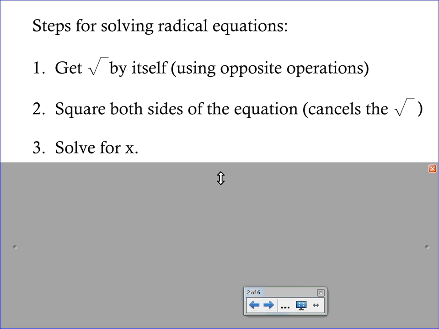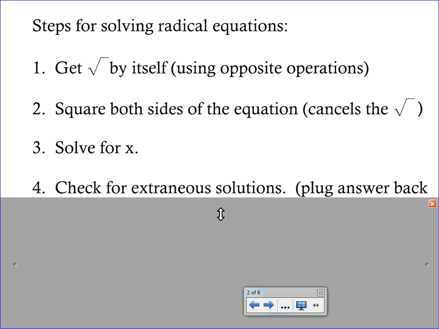Once we've done that, you are just going to solve for x. And here again, you're just using opposite operations. It should look very similar to when we solved 1- and 2-step equations at the beginning of the year. Step number 4 is a new step.